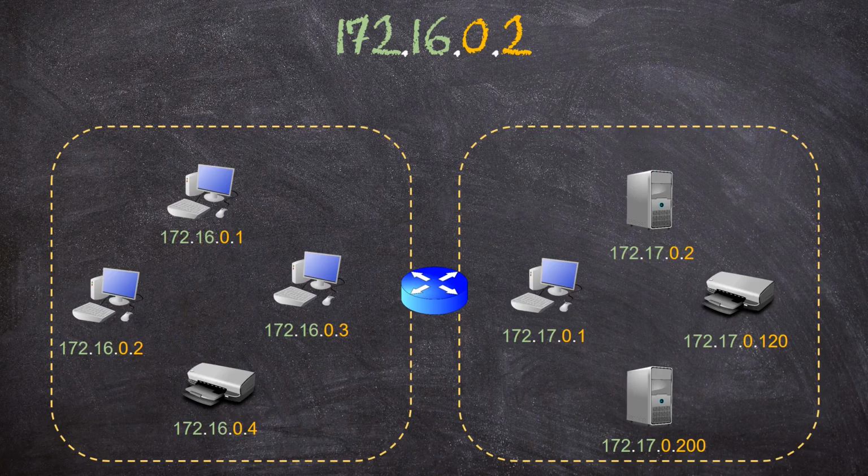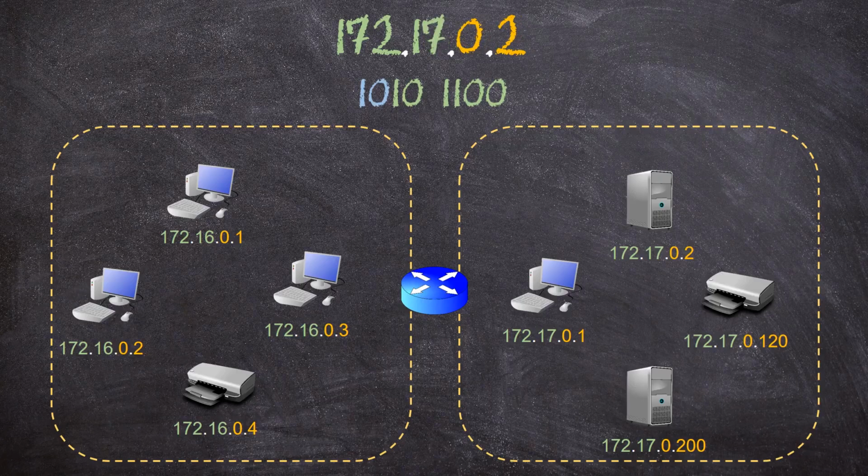Time to look at an example. If device 172.16.0.1 wants to send a packet to 172.16.0.2, it starts by looking at the first few bits of the destination IP address. As the first 2 bits are 10, it knows that this is a Class B address. It can then assume that the first 2 octets are the network and the last 2 are the host. It sees that the destination network is 172.16, which is the same as its own. As they're in the same network, it can send traffic directly to the destination.